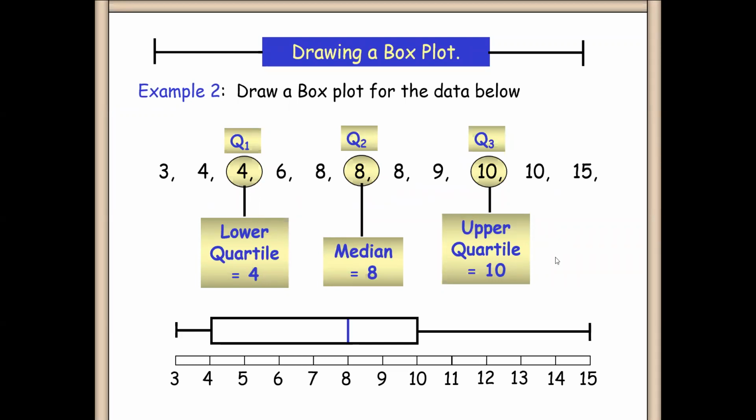Please note that in an exam, they'll tell you to give the 5-point number summary. So you must be able to say minimum 3, Q1, Q2, Q3, and the maximum. That's called a 5-point number summary.